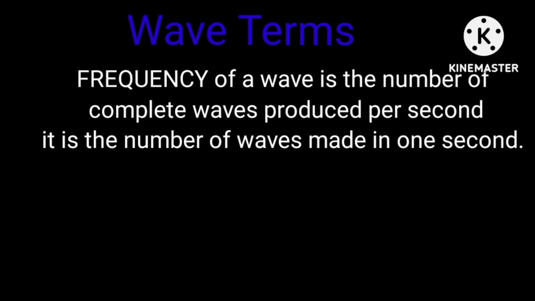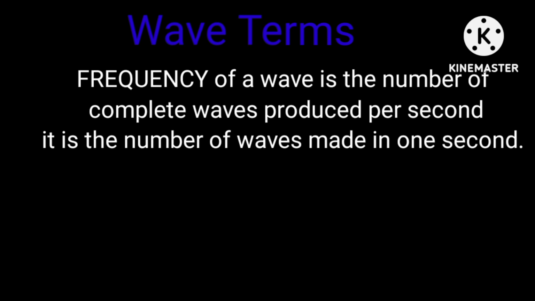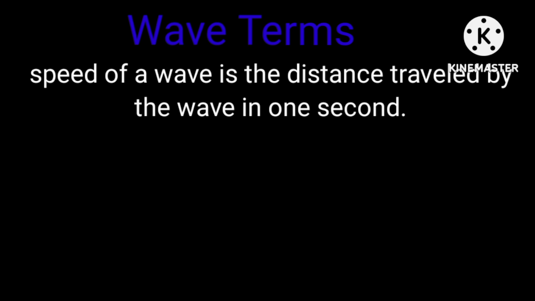Frequency of a wave is the number of complete waves produced per second. It is the number of waves made in 1 second. Symbol, it is f. Units in periodicity, hertz. Okay, we continue. Hope this is making sense.